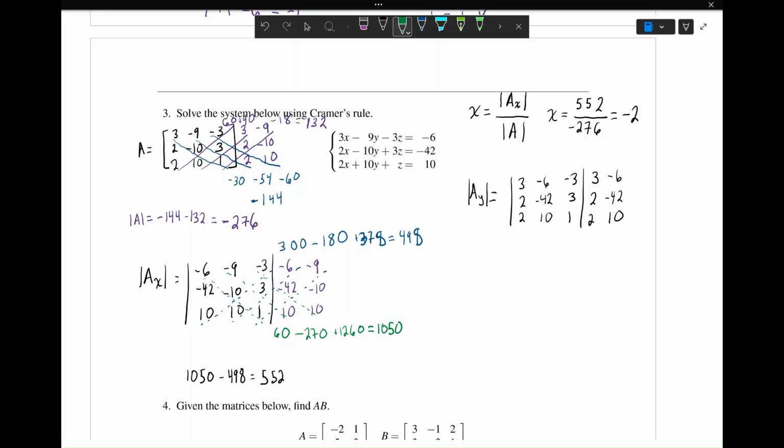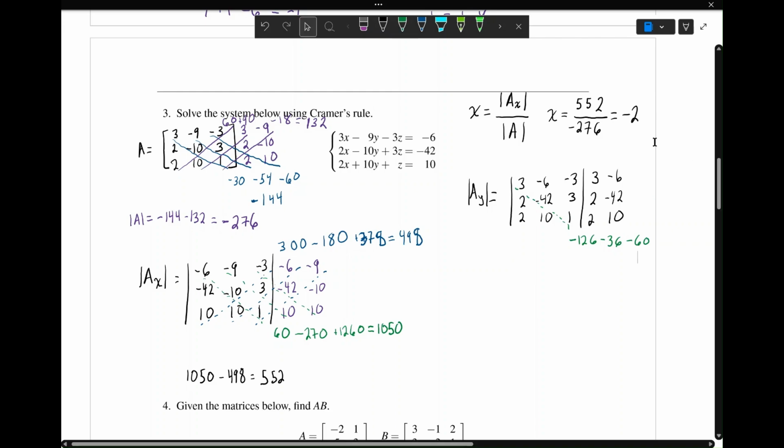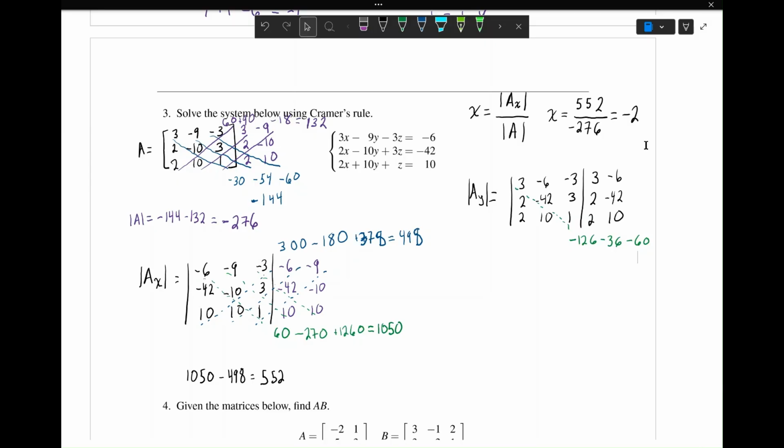And then I'll do my diagonal multiplication. So I multiply along this diagonal with one negative. That ends up being negative 126. The negative 6 times 3 times 2 ends up being negative 36. And the negative 3 times 2 times 10 is negative 60. So altogether, those three numbers add up to, let me plug that in a calculator real quick, negative 222.